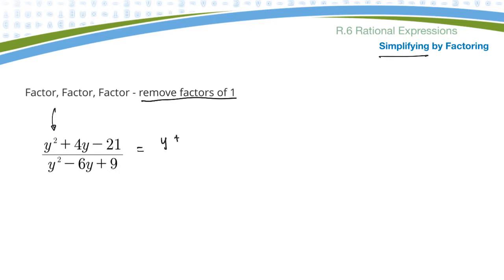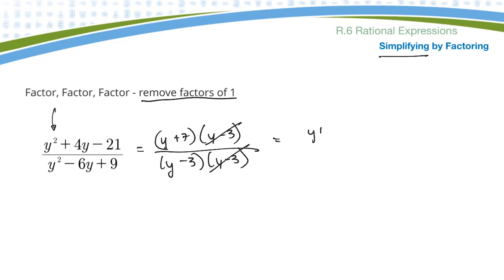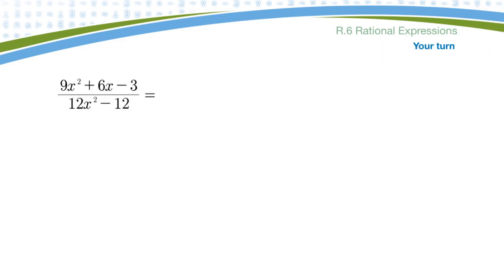So to factor that, I think that's y plus 7, y minus 3, and the bottom is y minus 3 and y minus 3, I think. Notice that factoring has a big role to play here, so you want to be very good at factoring. So here's a common factor of 1 that I can eliminate, so my answer would be y plus 7 over y minus 3. Try that one on your own.